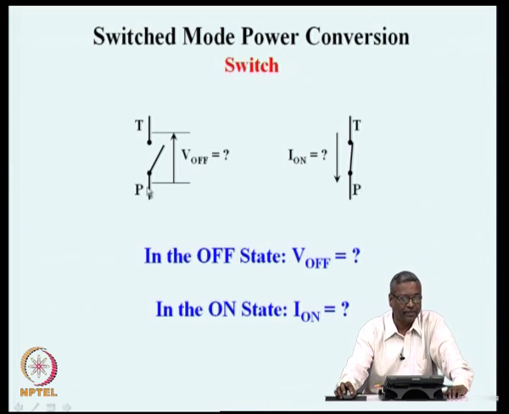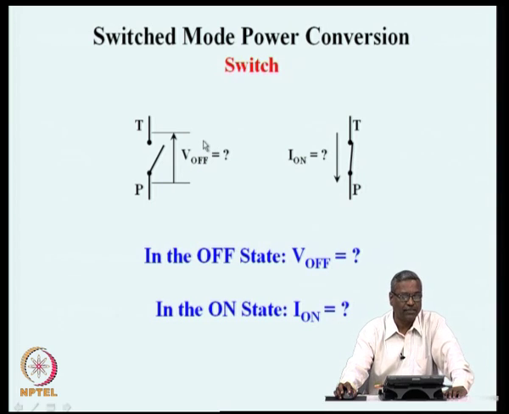In this particular case, if we consider the off state switch, we know that the off state current through the switch is 0 and the on state voltage across the switch is 0. The question is, what about the off state voltage across the switch and the on state current through the switch? This is the other variable in the electrical circuit quantities.